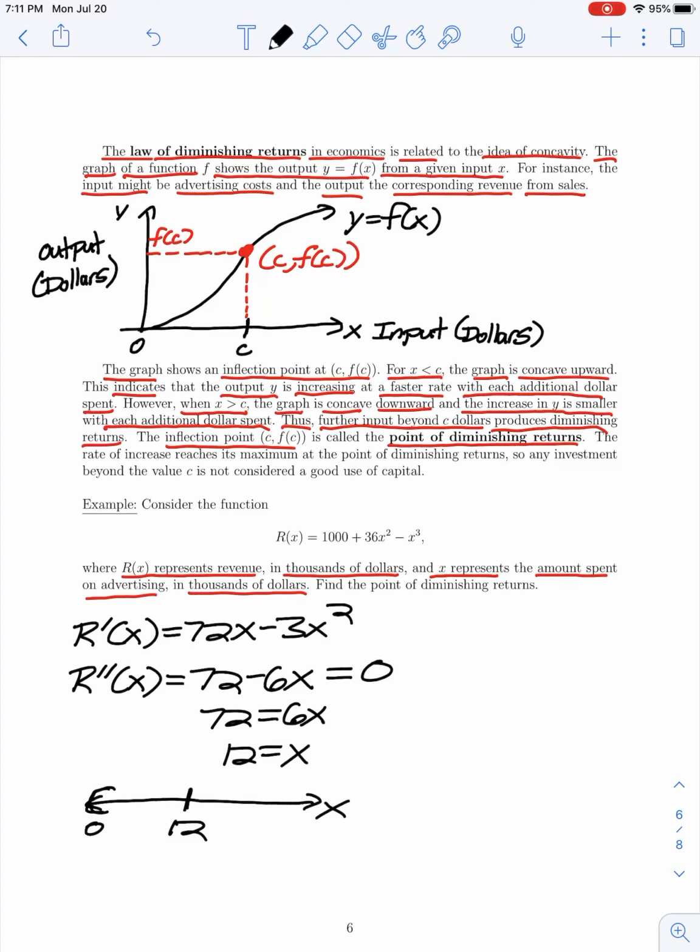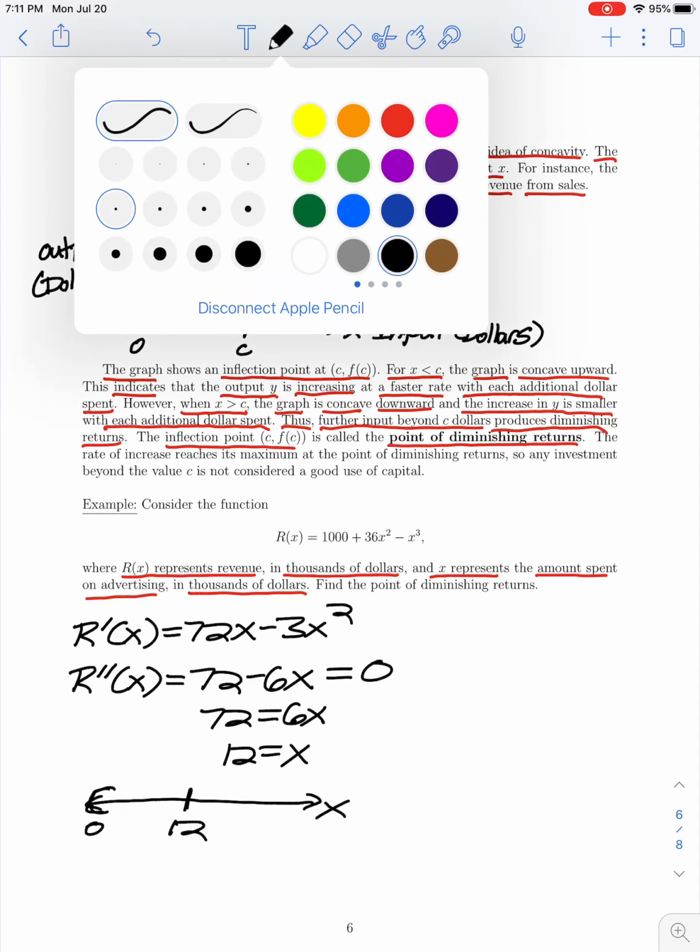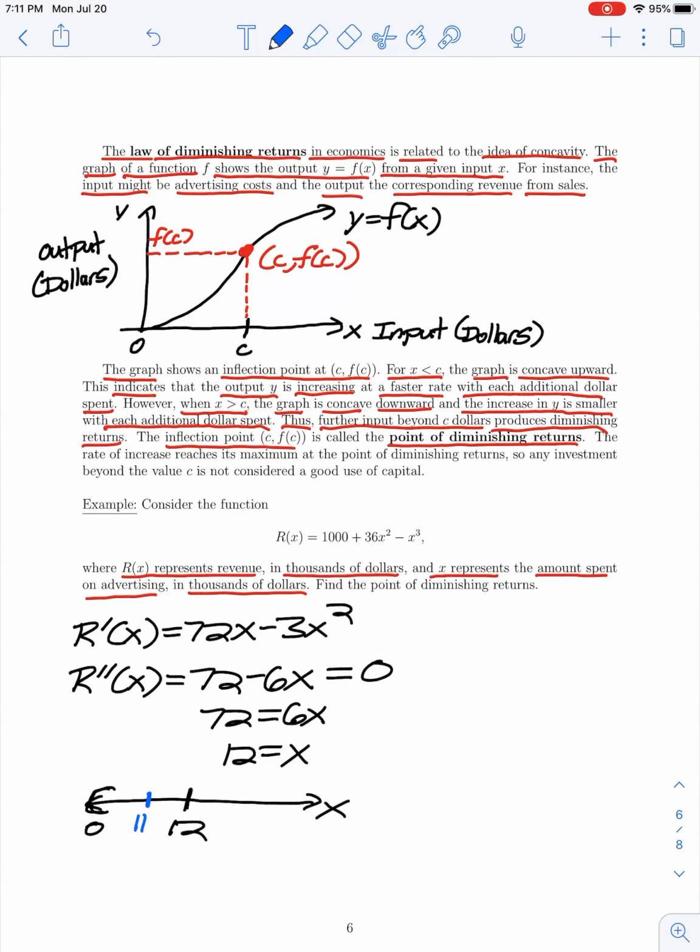So to determine the concavity to the left of 12, we could choose a test value, say x equals 11, and substituting into our second derivative, we would have 72 minus 66, which is positive. So our function is concave upward there. And to the right of 12, we could choose, say, 13, and substituting into our second derivative, we have a negative value for the second derivative. So it's concave downward. So we see that we do change from concave upward to downward at x equals 12.